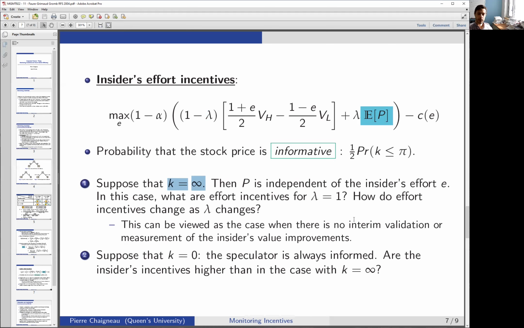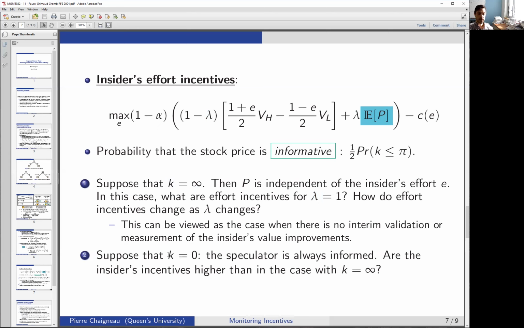This is the case when there's no interim validation of the insider's value improvements. Whichever actions the insider took when he had control of the firm are not going to matter for the stock price. And therefore, the manager will have very low effort incentives to the extent that he is facing a liquidity shock, to the extent that he might have to sell his shares before firm value improvements are revealed.